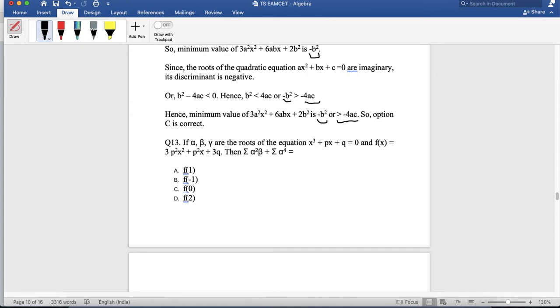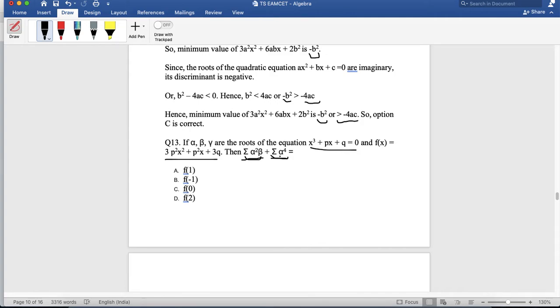Now question 13. If alpha, beta, gamma are roots of this equation and f(x) equals this, then sigma alpha square beta plus sigma alpha 4 is equal to what? Now this is a very lengthy problem, but also a very simple problem. If you know the expressions for these sigma alpha square beta and sigma alpha 4 already, then this question will take you like 30 seconds.